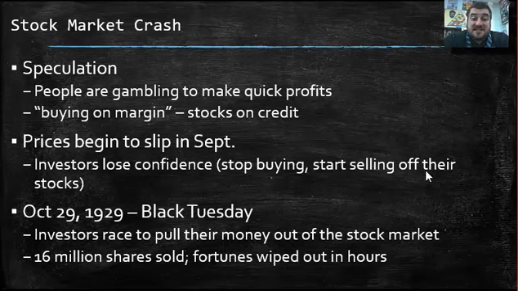In September of 1929, the prices begin to slip a little bit, and investors lose confidence in the market, which is all that was holding it up, was the confidence that the investors had in it. They stop buying and they start selling off their stocks over the next 2 months, and then on Black Tuesday, which is October 29th, 1929, the bottom falls out and investors race to pull their money out of the stock market. 16 million shares are sold and fortunes are wiped out in hours.